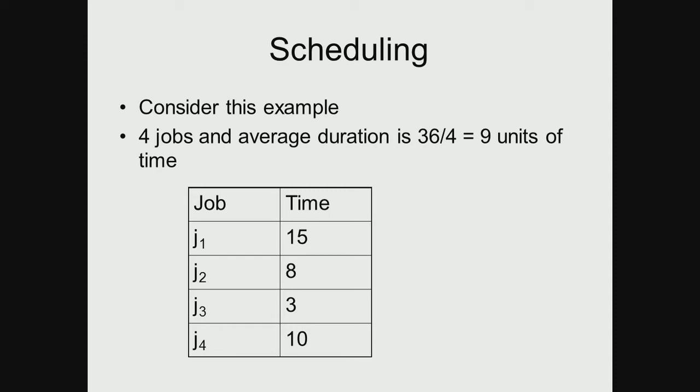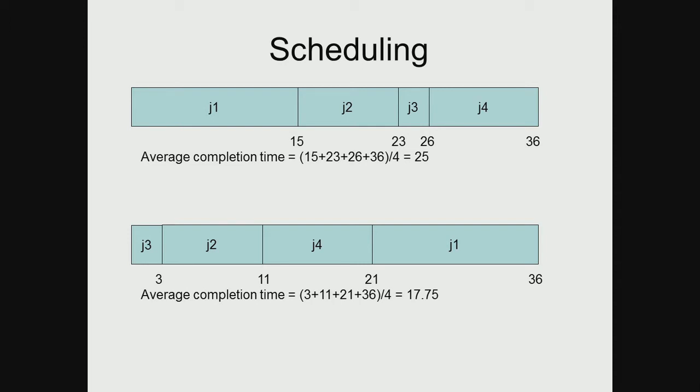However, the completion time is a completely different entity as shown by this graphic. Consider the first schedule in this graphic where job 1, job 2, job 3 and job 4 are scheduled. Job 1 finishes after 15 units of time on the machine. Job 2 then finishes after 8 units of time. Therefore, the completion time of job 2 is 23.